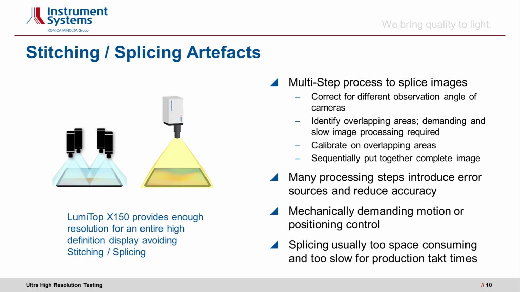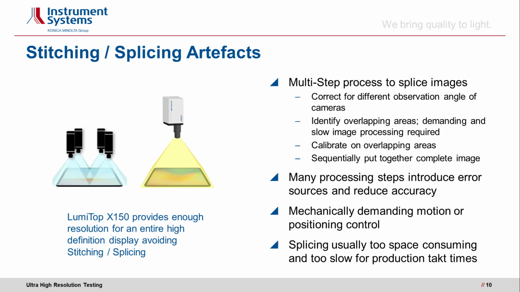A second class of artifacts are related to stitching and splicing of images together. It is possible to make one very high resolution image using multiple images from multiple cameras or from one camera that is physically moved over the device. However, this involves splicing images together, which is a complicated process that needs to take account of different factors, including differing observation angles and different calibrations for each exposure.